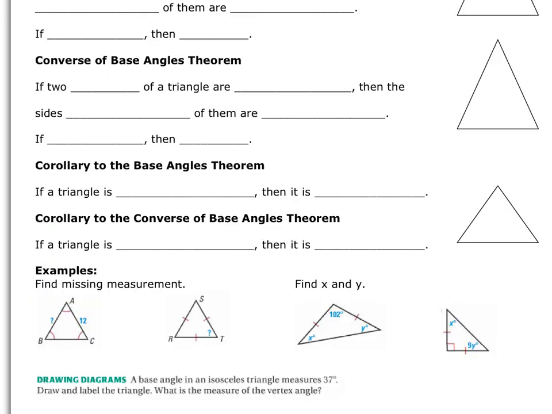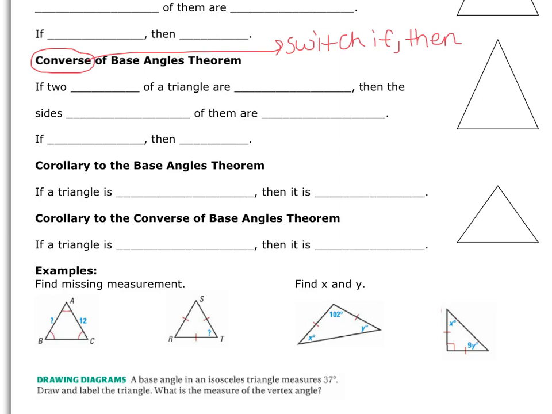Now the converse to the base angle theorem. The word converse basically means we're switching the if and the then. This was our previous if-then, where we said if AB is congruent to BC, then angle A is congruent to angle C. That was the original if-then. Converse means we switch the order of these two things.